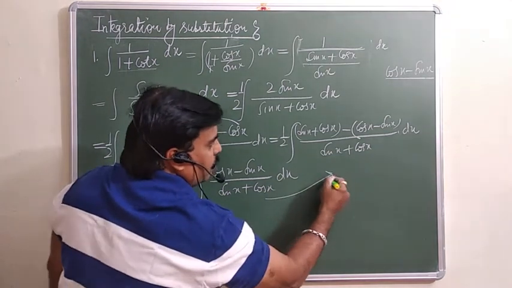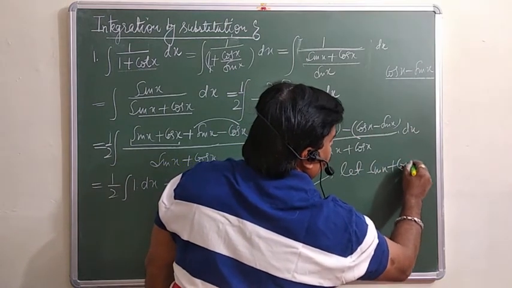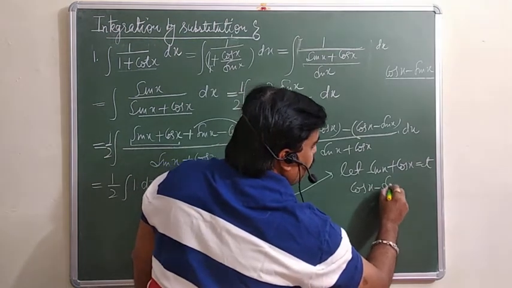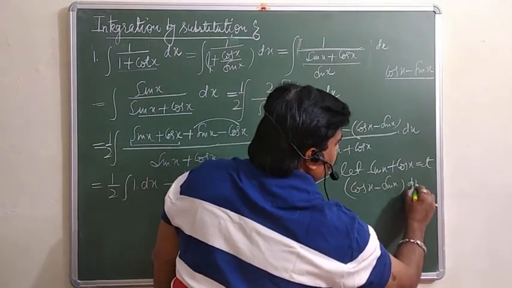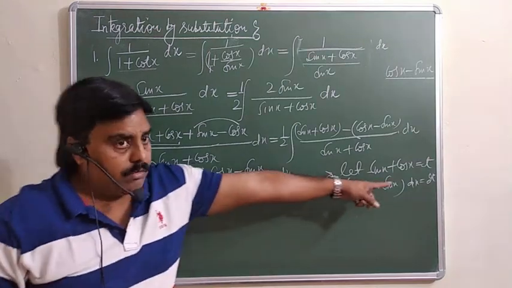Here you can assume, now let sin x plus cos x is equal to t. So you will get what? cos x minus sin x dx is equal to dt. So in place of this one you can write down dt.